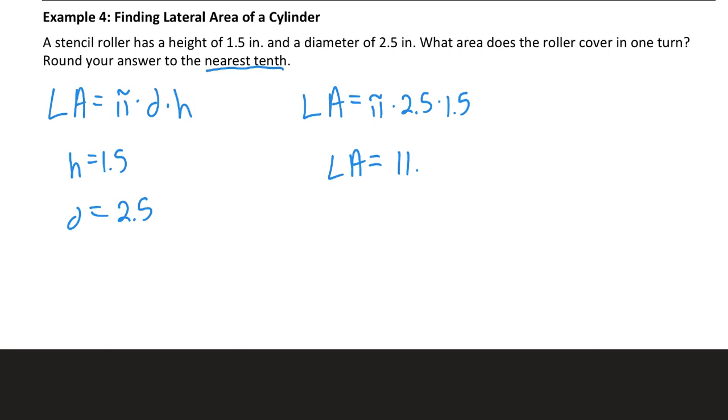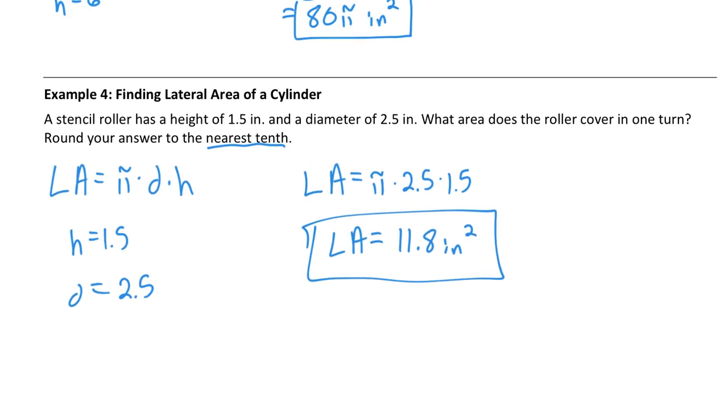And that's going to be in square inches. And I could actually write that a lot better: 11.8 inches squared. So lateral area is just the area around the sides, the area of the whole shape minus the area of the bases. So we're not finding the area of the bases in that example. Surface area, take the lateral area plus the area of the bases, and then you've got it.